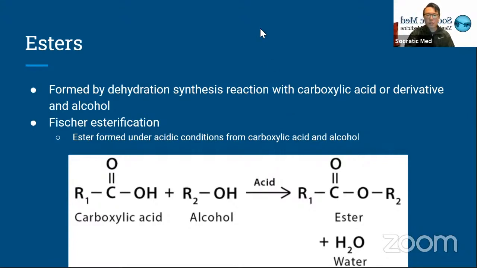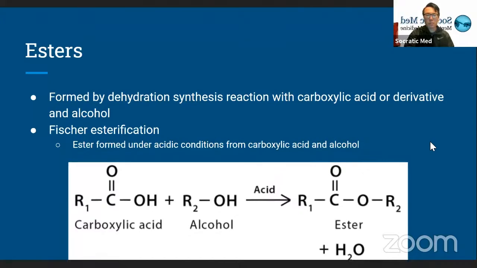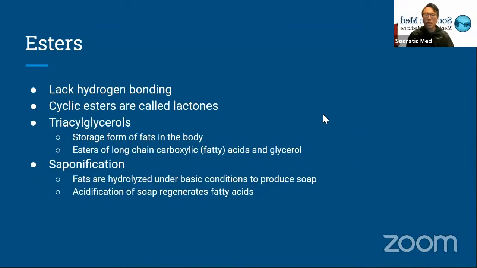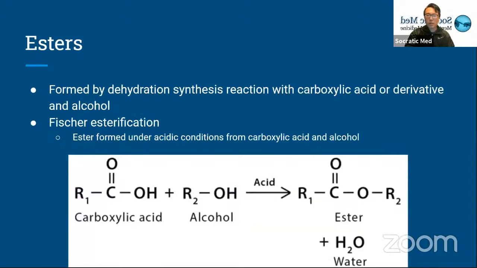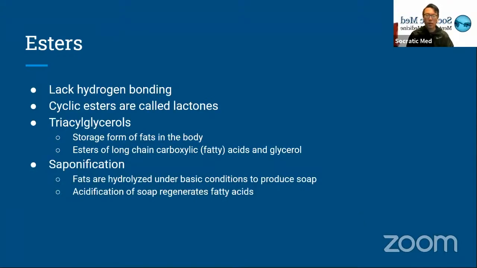So that's ester. Esters lack hydrogen bonding because, as you can see, the ester group doesn't have any hydrogens attached to either oxygen. Because there are no hydrogens attached to either of the oxygens, there is no hydrogen bonding between esters. And you can also have cyclic esters, similar to amides, and cyclic esters are called lactones.